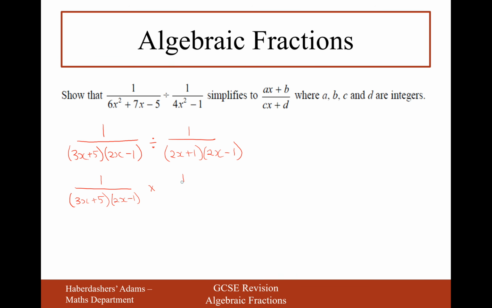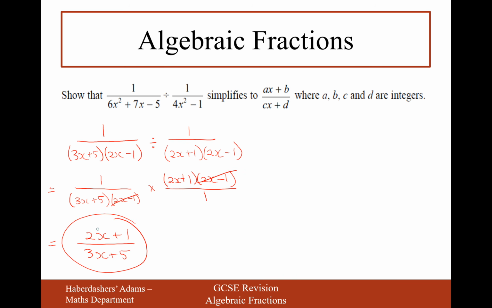Times and flip the second fraction, so it's now going to be 2x plus 1, 2x minus 1 over 1. Let's now see if we can cancel anything out. We can cancel out the 2x minus 1s on the top and the bottom, because eventually one factor will end up on the top and one will end up on the bottom, so we might as well cancel out before timesing. And now we will just times everything together, 2x plus 1, and on the bottom 3x plus 5. So there we are, that's the final answer for this question here. So A is 2, B is 1, C is 3, D is 5.